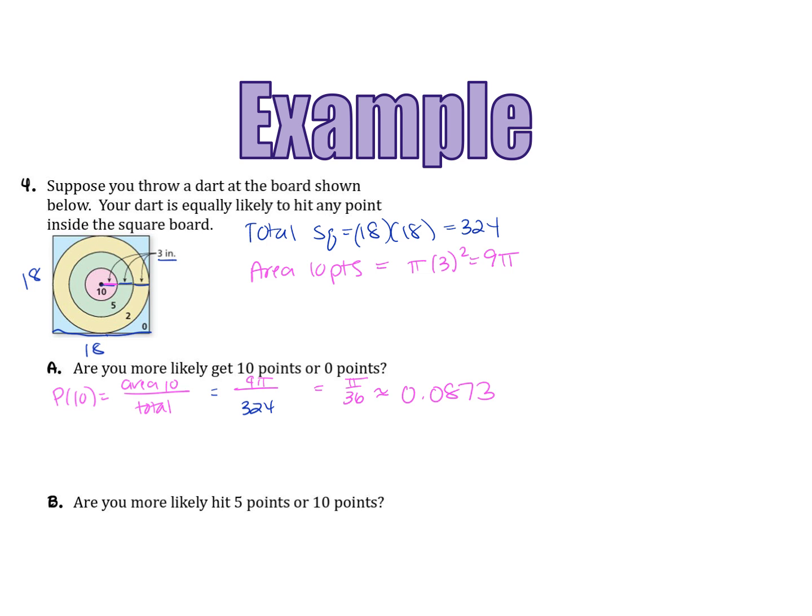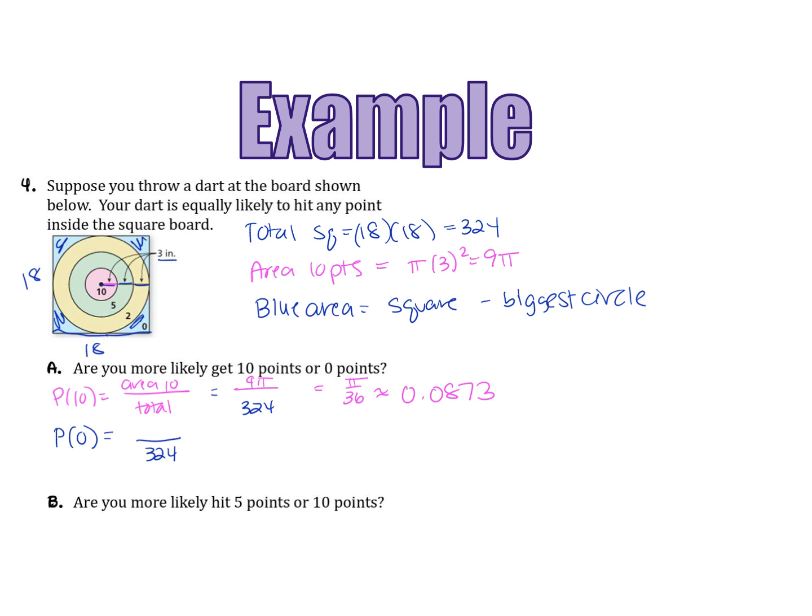We need to compare this to the probability of 0 points, which is the blue section. So let's find the probability of 0. Again, we know the total square is 324. So what we need to do is find this area if we added all those pieces together. Well, I'm going to call that the blue area. The blue area is the entire square minus the area of the biggest circle.